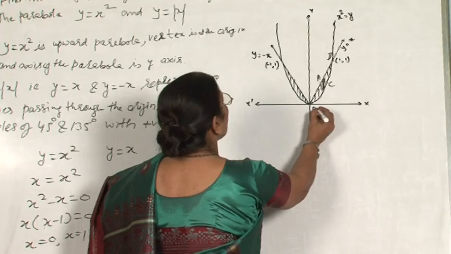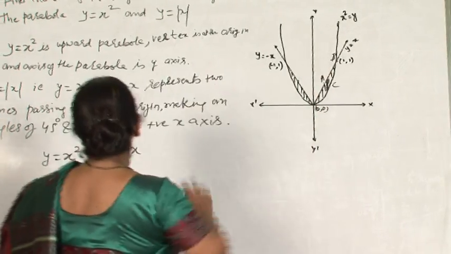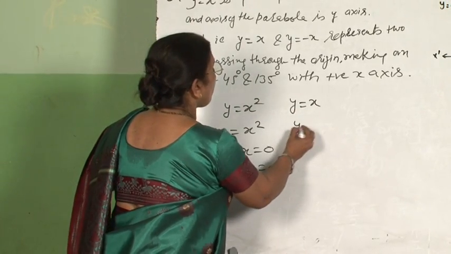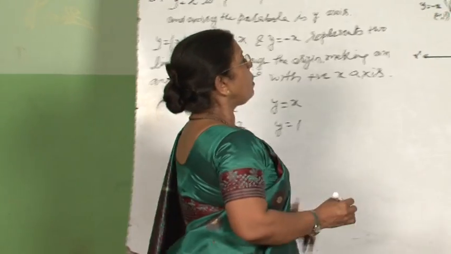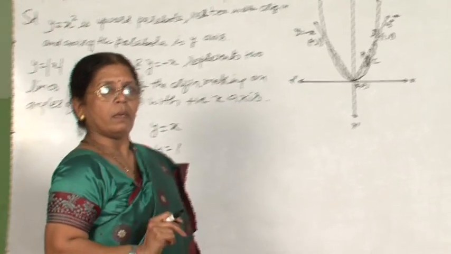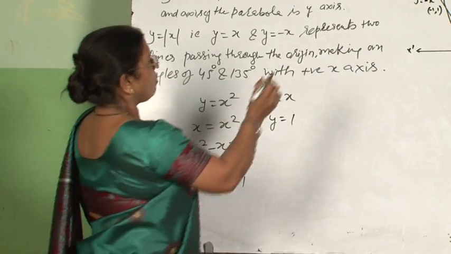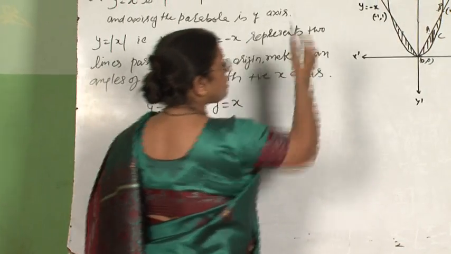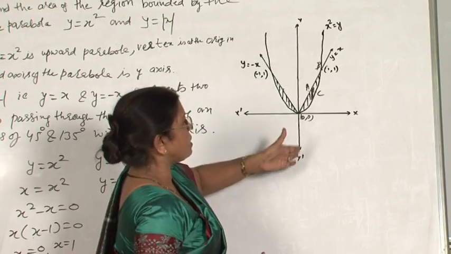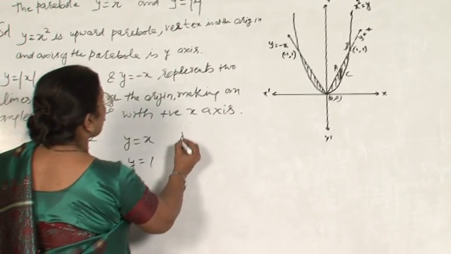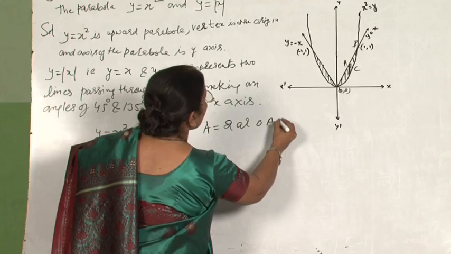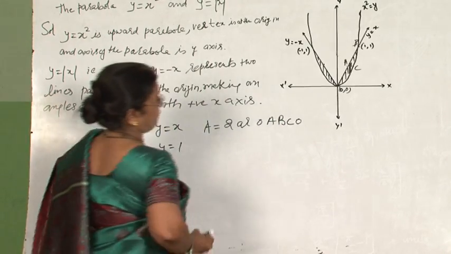Now, here the y coordinate is 0, we know it. Now, what is the y coordinate of that point? If we put x is equal to 1 here, then y is equal to 1. So, the coordinates of the point B are 1, 1. Now, we have to find the area of this shaded region. This region is symmetric about the y axis. So, we can write 2 times the area of O, A, B, C, O.